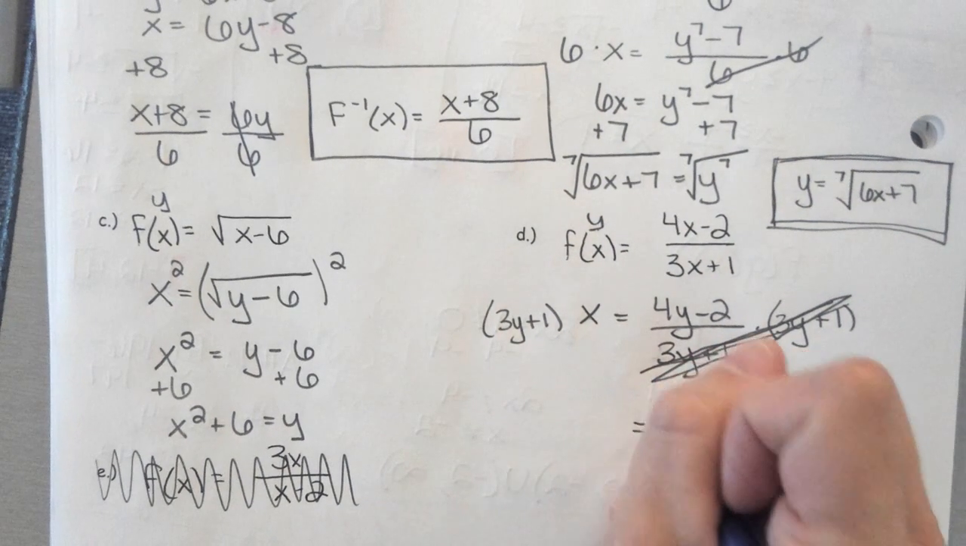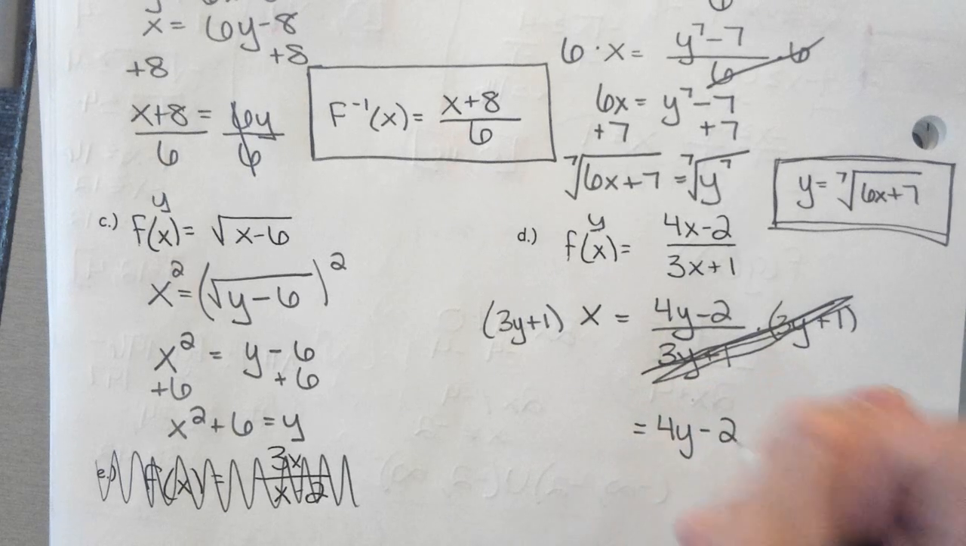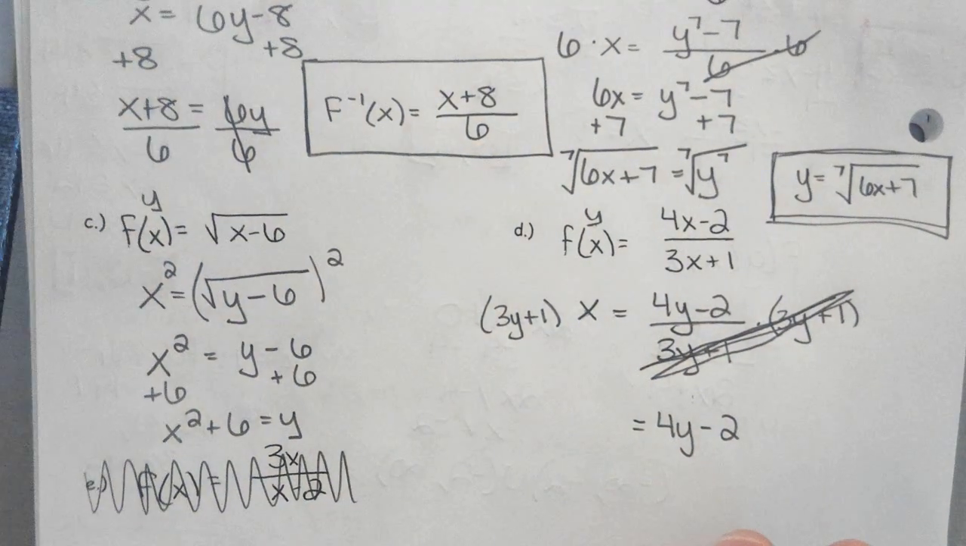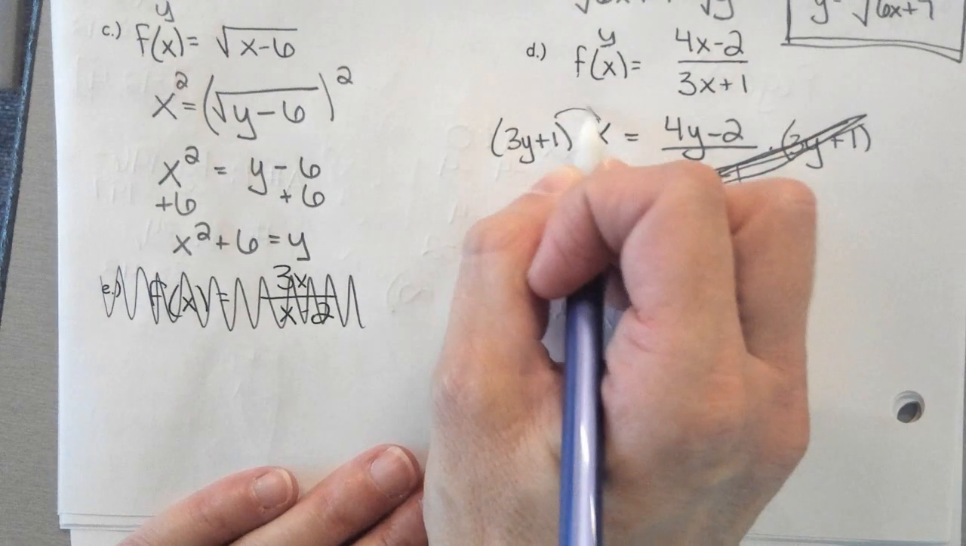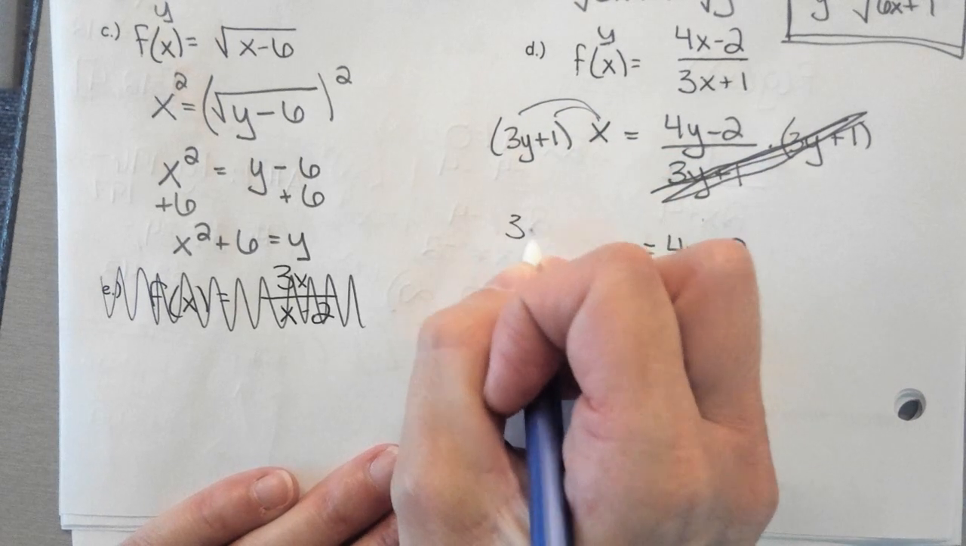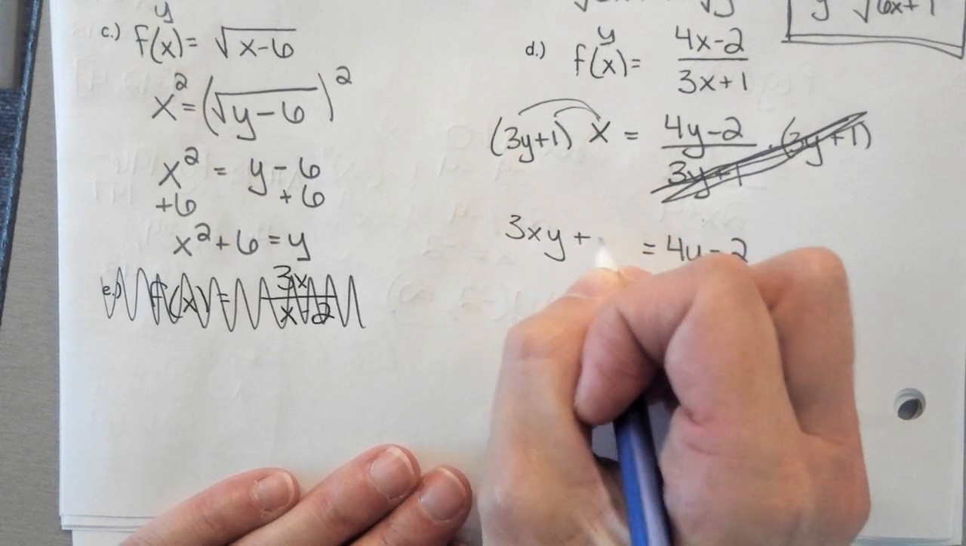So I'm left with 4y minus 2. On the left side, it is actually going to help us to multiply it out. I know sometimes it's helpful, sometimes it's not. This is a case where, yes, I'm actually going to multiply through. So this is going to give me 3xy plus 1x.